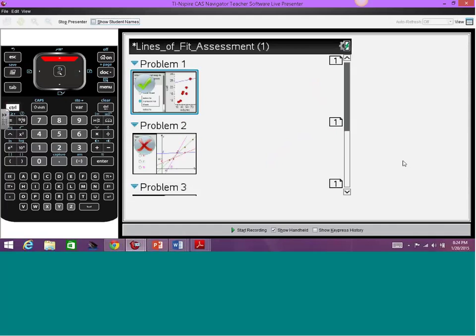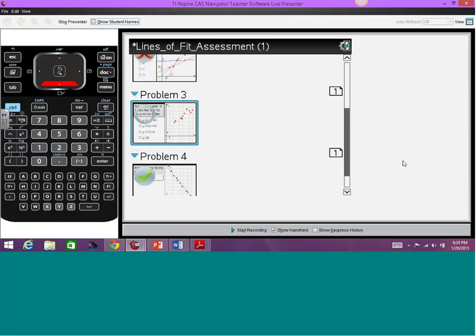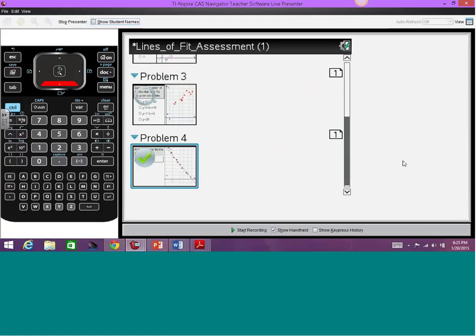I can move on to the next one. On problem 2, the red X means I've gotten it wrong. I need to go back and relearn. Problem 3, there's an open circle, which means I have not attempted it. And then problem 4, another green check, and I've gotten that one right. So that's a very nice way, if you do send this home with kids as a quick assessment, if you do it at the beginning of class just for a quick review, that's a nice way for kids to check themselves.